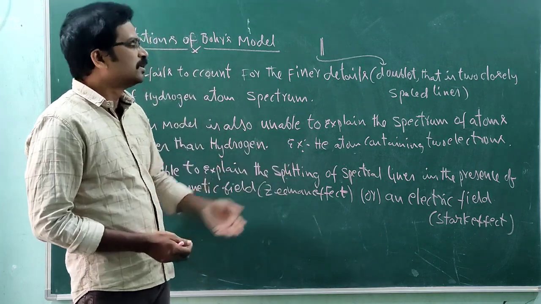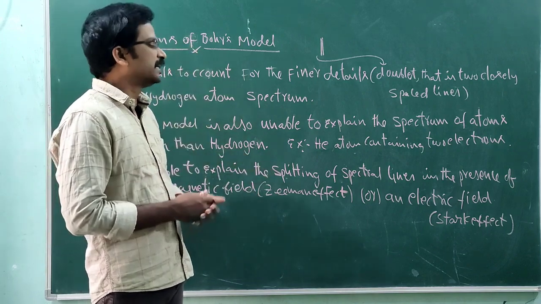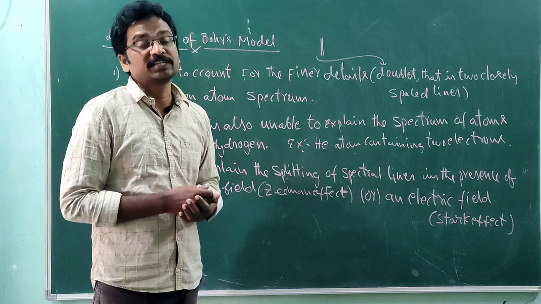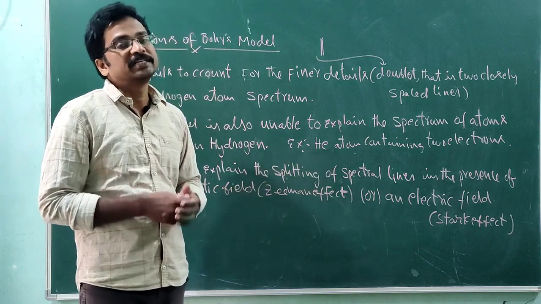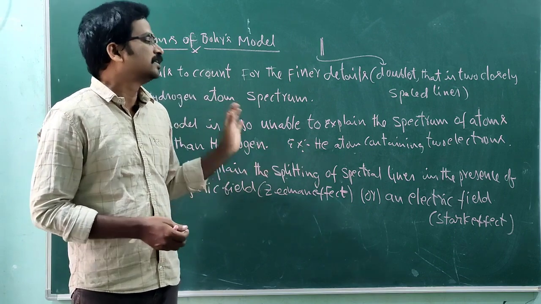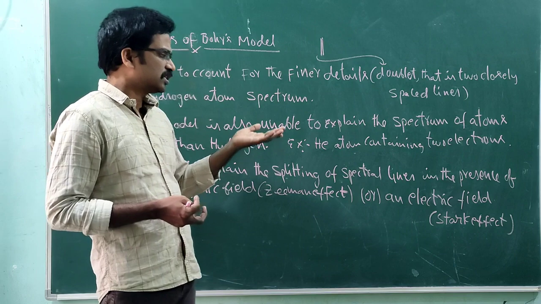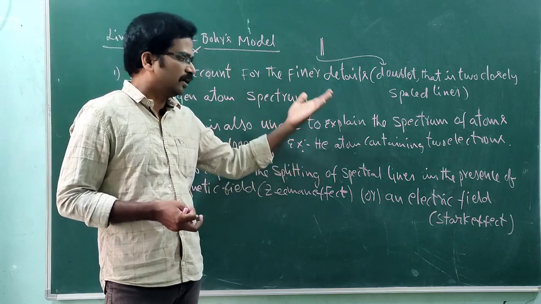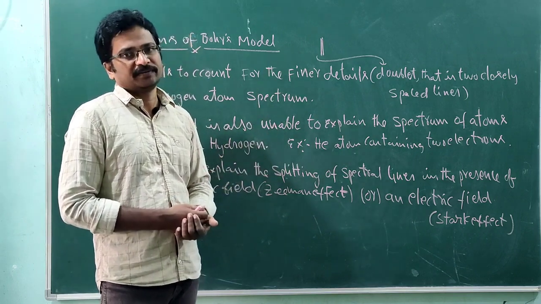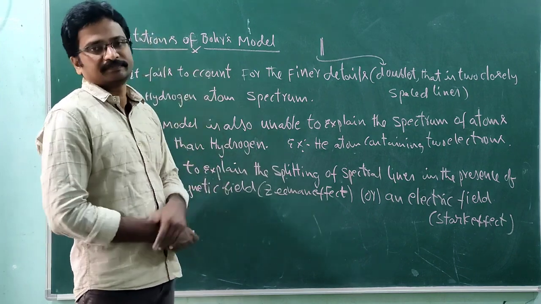Next, spectral lines can also split in an electric field. That is known as the Stark effect. Bohr theory cannot explain that concept either, or why spectral lines split in an electric field. These two points cannot be explained by Bohr theory.